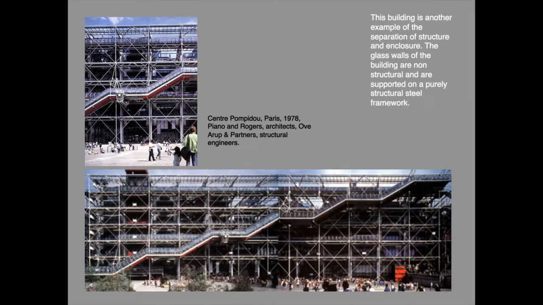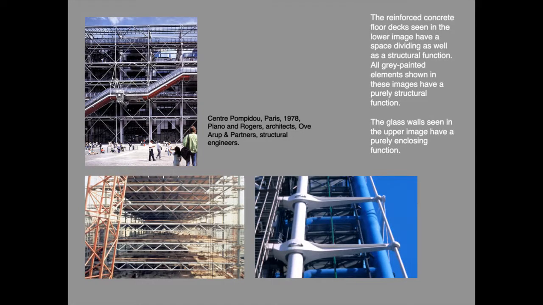The Centre Pompidou building in Paris is supported on a steel framework, which has a purely structural function. The external walls are of glass and are completely non-structural. The reinforced concrete floor decks, which are visible in the lower left photograph, have dual structural and space dividing functions, so there is a duality of function there.